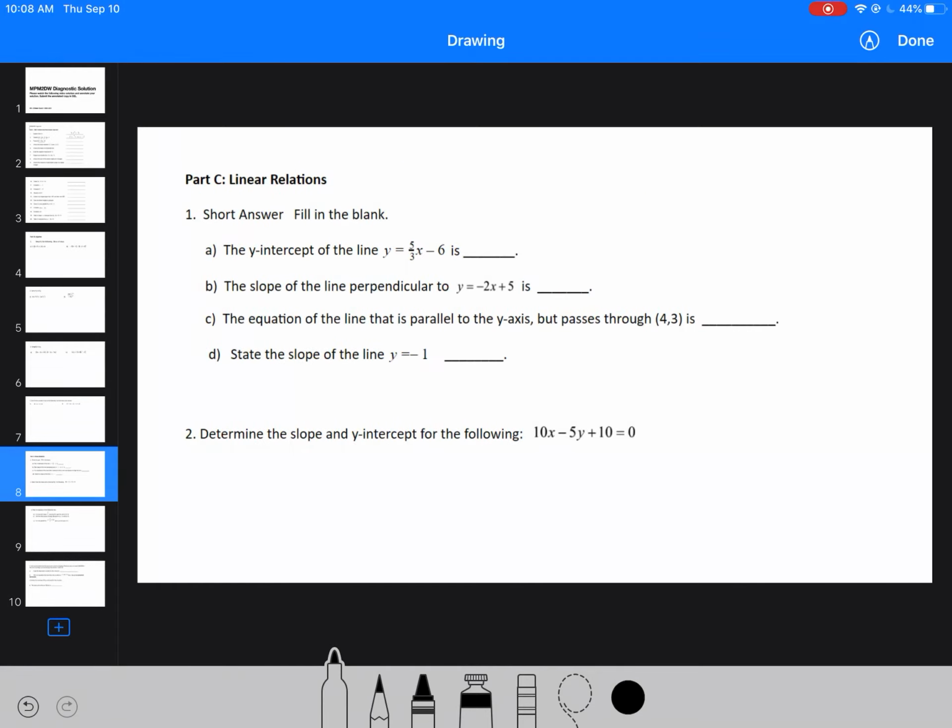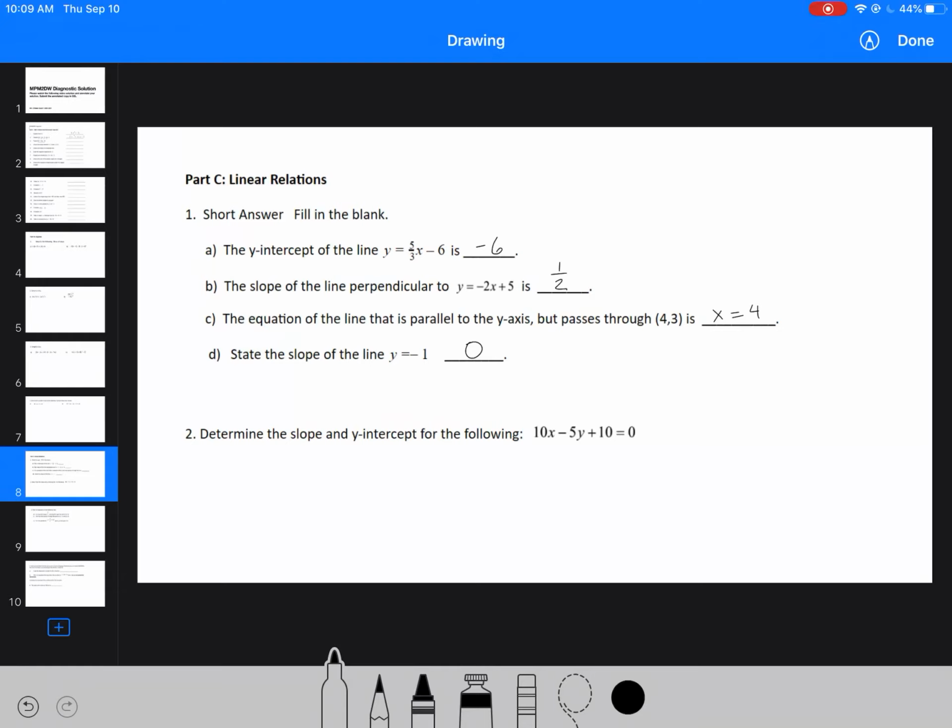Okay, next one, linear relations. So filling in the blank, the y-intercept is always the second term when it's in y equals mx plus b form. Perpendicular, you need the negative reciprocal of the number in front of the x. The equation of the line that is parallel to the y-axis, so that's a vertical line, so that means it's going to start with x, and it goes through the x-coordinate of that point. The slope of the line y equals 1 is 0 because that's a horizontal line.